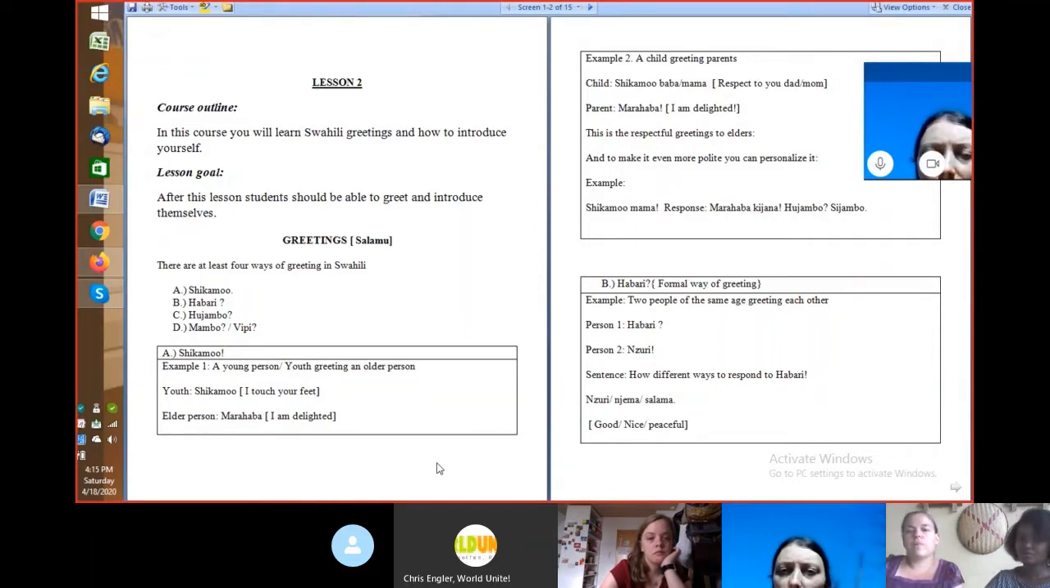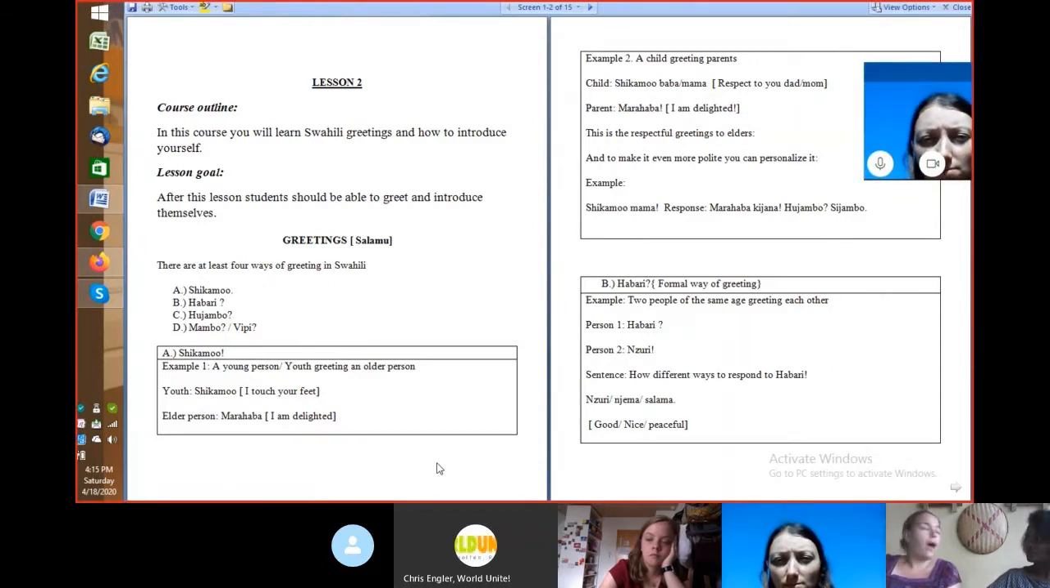Habari is the formal way of greeting. For example, Adelina and I have just met each other. We don't know if someone is older or if we are the same age. There's no need of insisting on being greeted with shikamo. With habari, you can never be wrong. Even if I don't know her, I can greet her with habari and I cannot be impolite at all, because it's the most formal way of greeting. So when I see Adelina and want to greet her, I tell her habari.